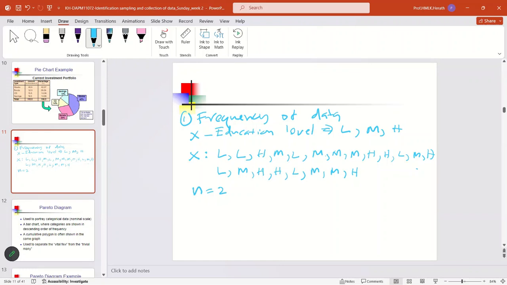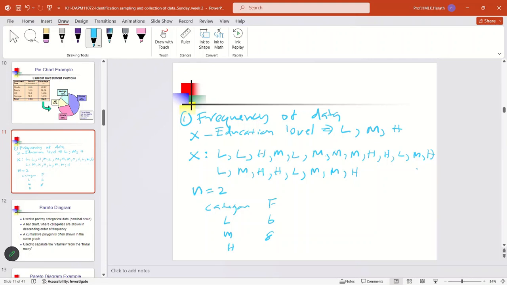The frequency is how many times each outcome of the variable is repeating in the data set. So this is the class, the category. We have low education, medium education, and high education. The frequency is the number of counts. How many low? 1, 2, 3, 4, 5, 6. We have 6 low education people. And medium, 1, 2, 3, 4, 5, 6, 7, 8. 8 people.